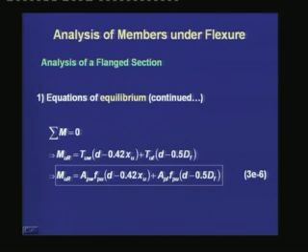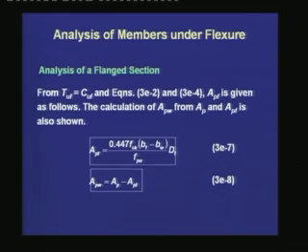Once we add them up and substitute the expressions of TUW and TUF, we get an expression of the ultimate moment capacity of the section, which is given as MUR is equal to APW times FPU times within bracket D minus 0.42 XU, plus APF FPU times D minus 0.5 DF. This is the second equilibrium equation.